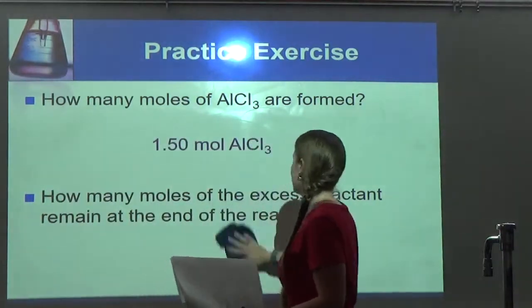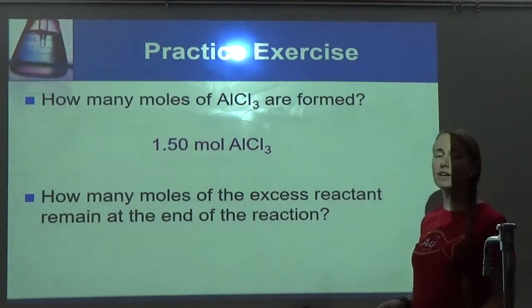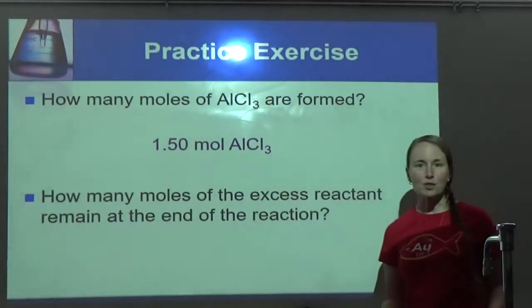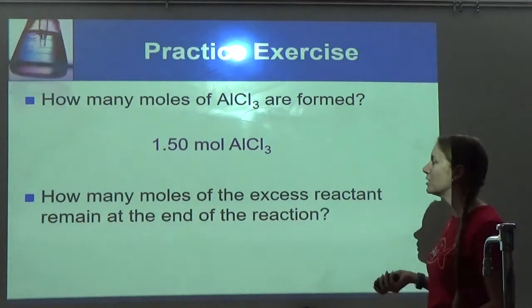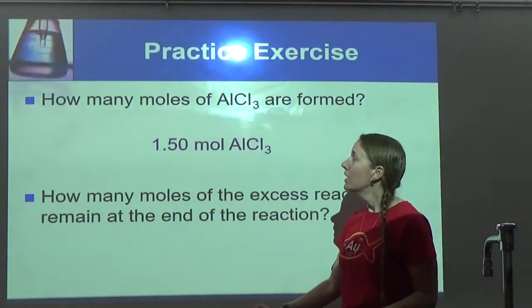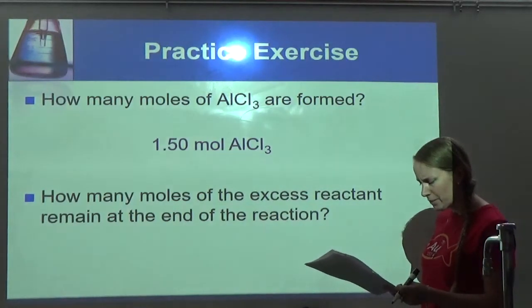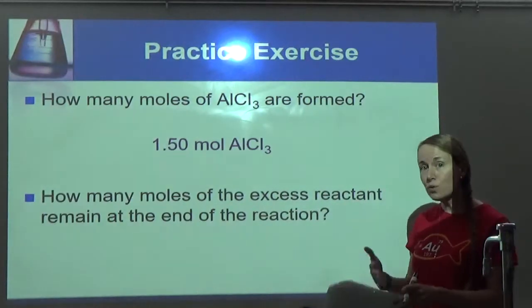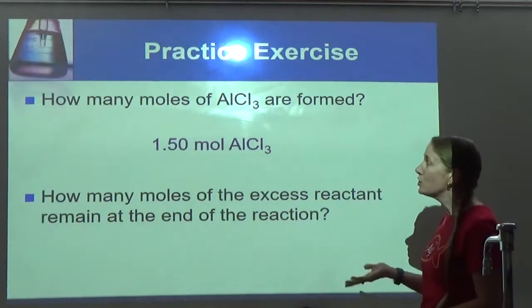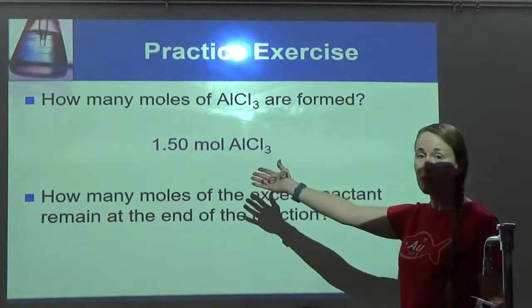So the third part is something that we didn't actually do in honors. Like we would identify limiting and excess, we'd figure out how much product we could produce, but we never talked about how much excess remains at the end. Okay, so it says how many moles of the excess reactant remain at the end of the reaction. Okay, well I know that, let's see, what did I decide to start with here? Oh, I decided to start with my product and figure out how much chlorine I would actually need to make that amount of product, because we know this is the amount we're actually going to produce.